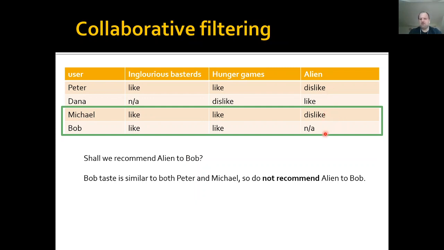So intuitively, from this pattern, we should not recommend Alien to Bob, because the most similar users to Bob, Peter and Michael, are very similar in the other aspects, but they didn't like The Alien, so we probably should not recommend it to Bob. This is the intuitive example of how to do collaborative filtering. We don't know anything about the items, we just have ratings.